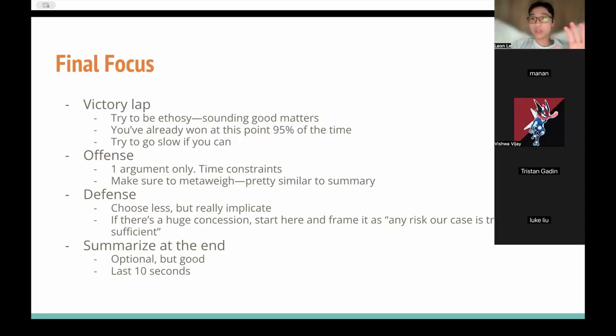Like in the last 10 seconds of the debate, kind of just talk to the judge and be like, look, this was dropped, and use ballot directive language. So be like, this is exactly how you vote. You can write this on your ballot, etc. And judges like that because it makes their lives easier and tells them exactly what to do.